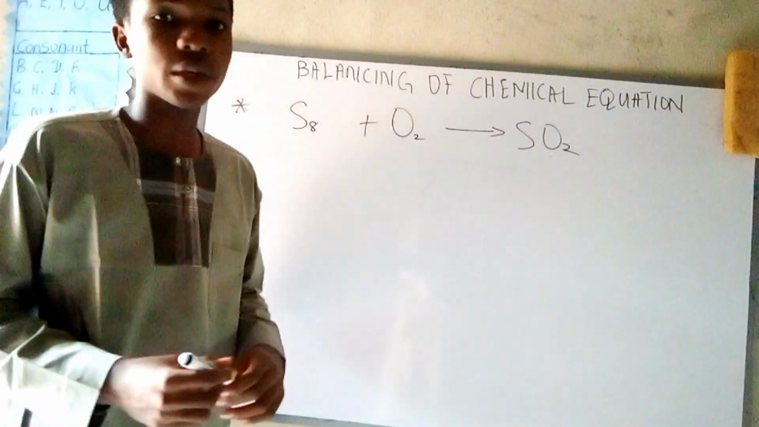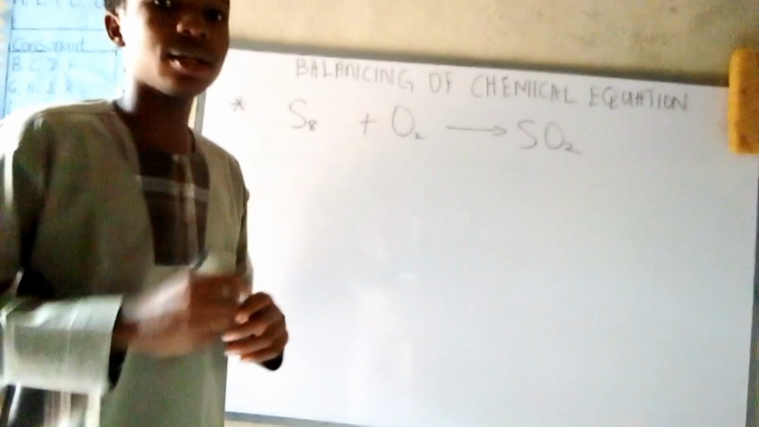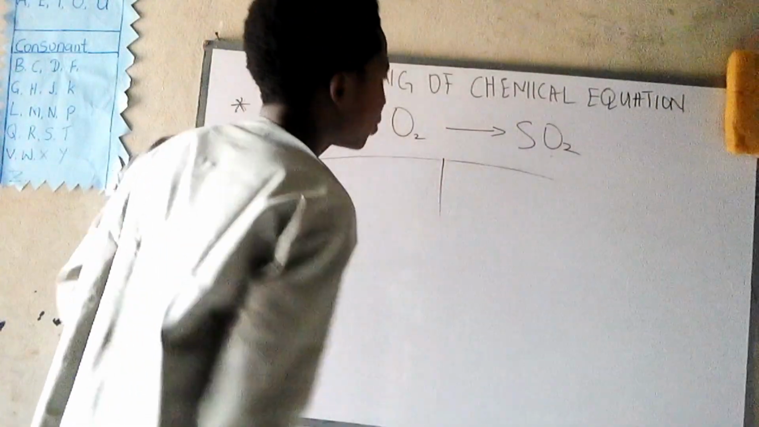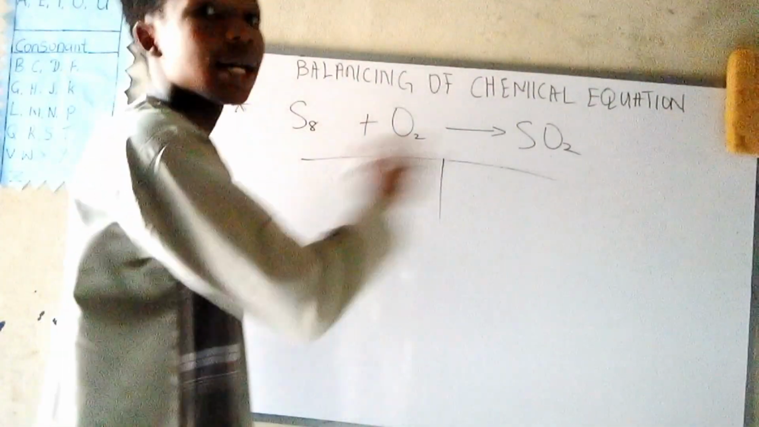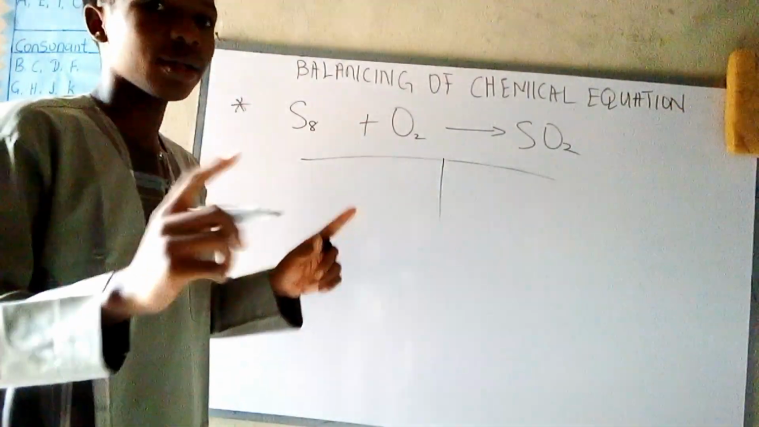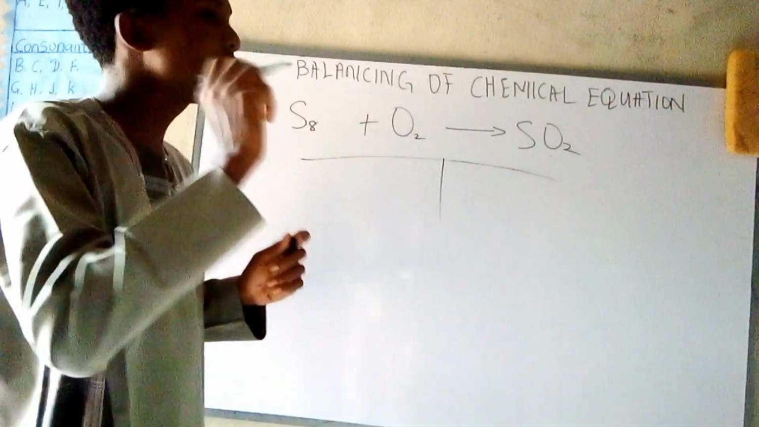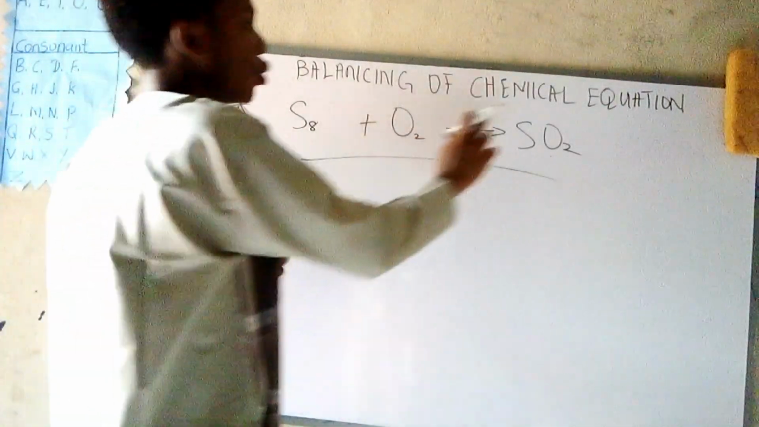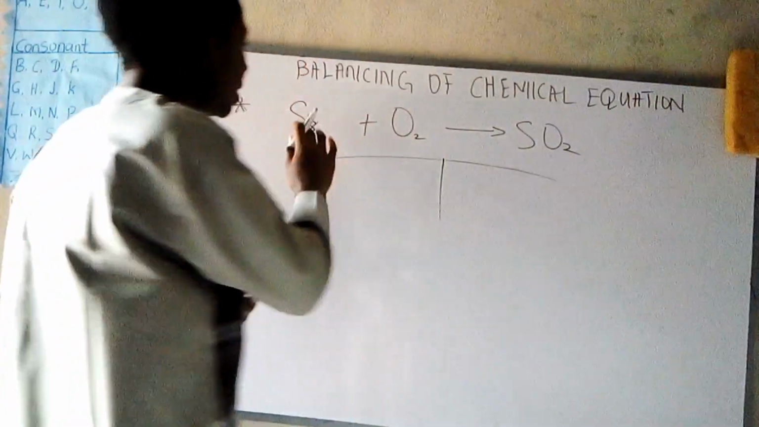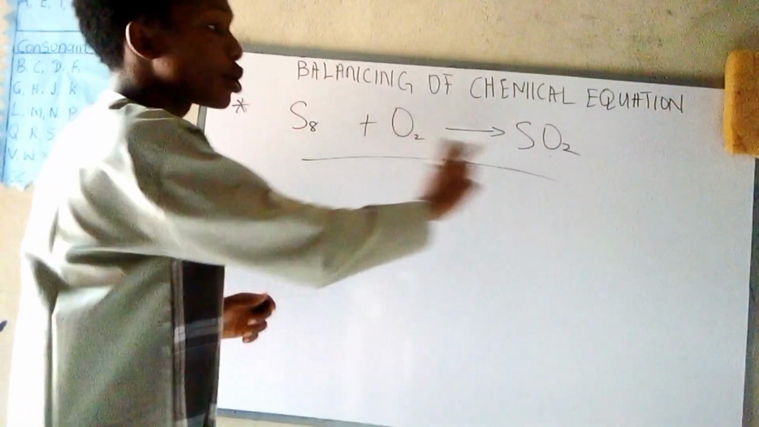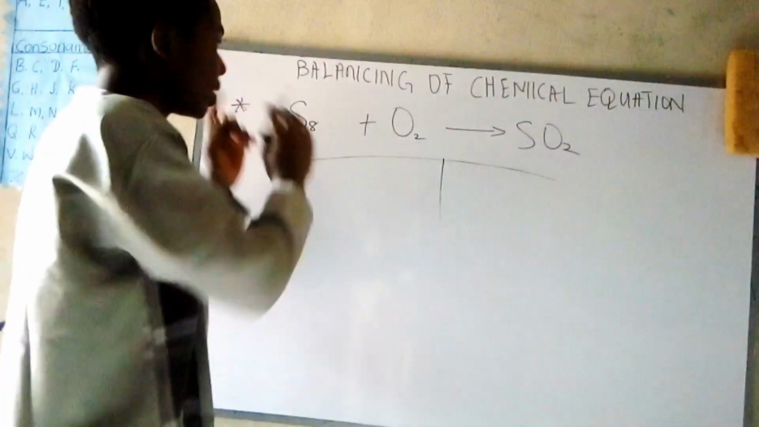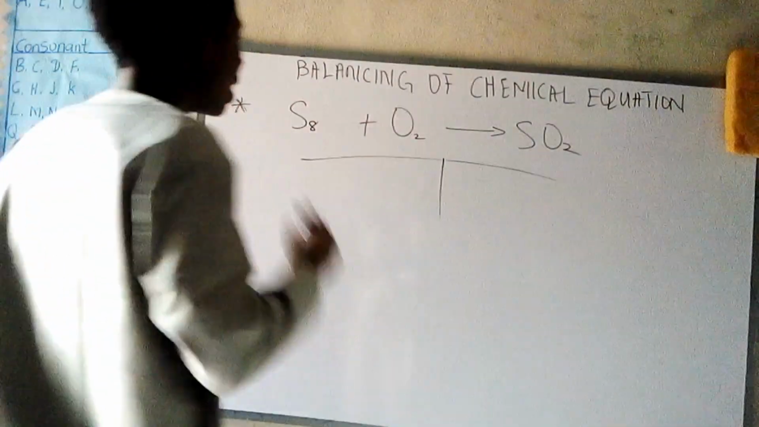Okay, our second question. As I said, first you rule your table demarcating the reactant and the product side. Remember, don't forget this. The only thing we change is the coefficient, which is the number of moles. The subscript, we don't touch it, we just leave it there. The only thing we change is the coefficient. Remember that. So now let's go.